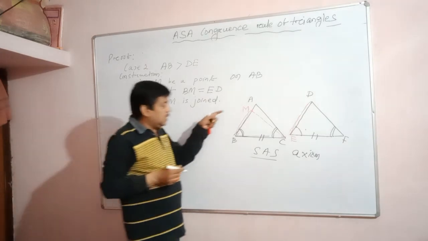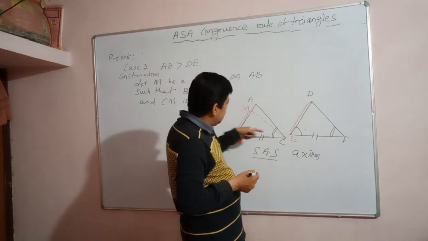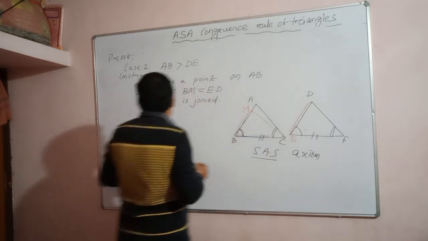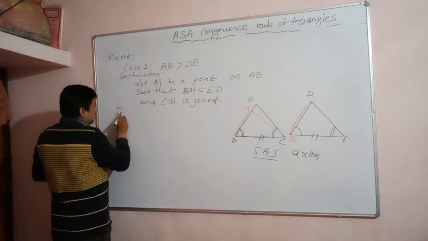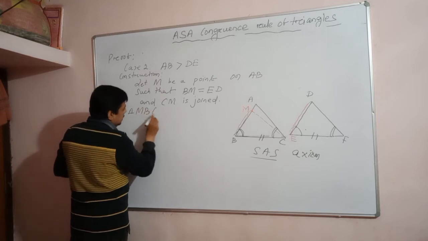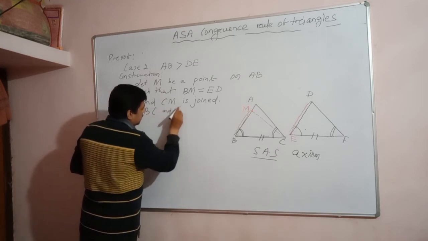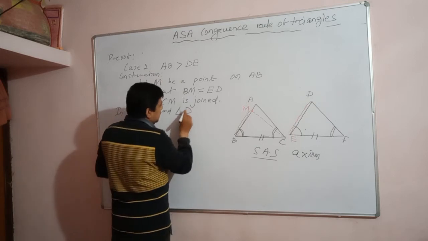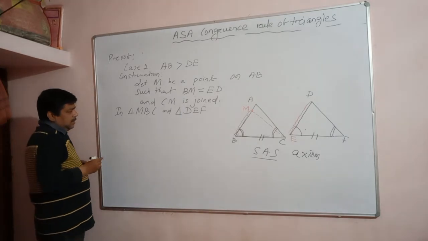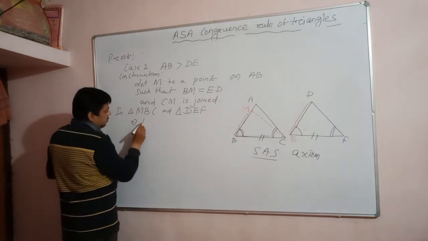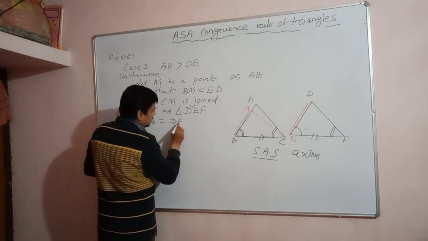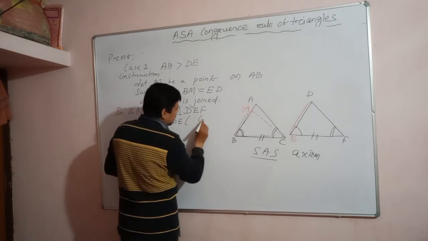We are getting another triangle, MBC triangle, and DEF triangle. In triangle MBC and triangle DEF, what happened? Look at here. You see MB is equal to DE. Constructed.